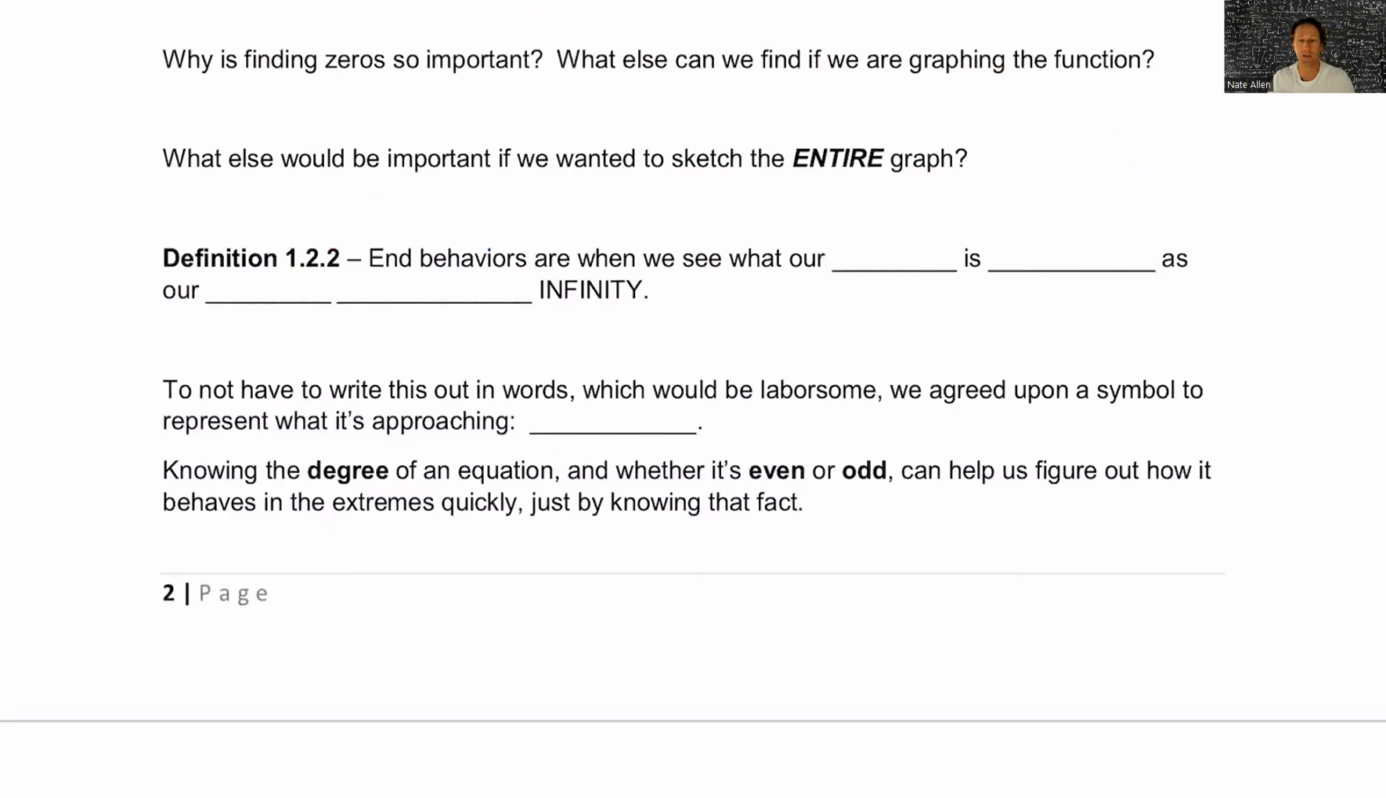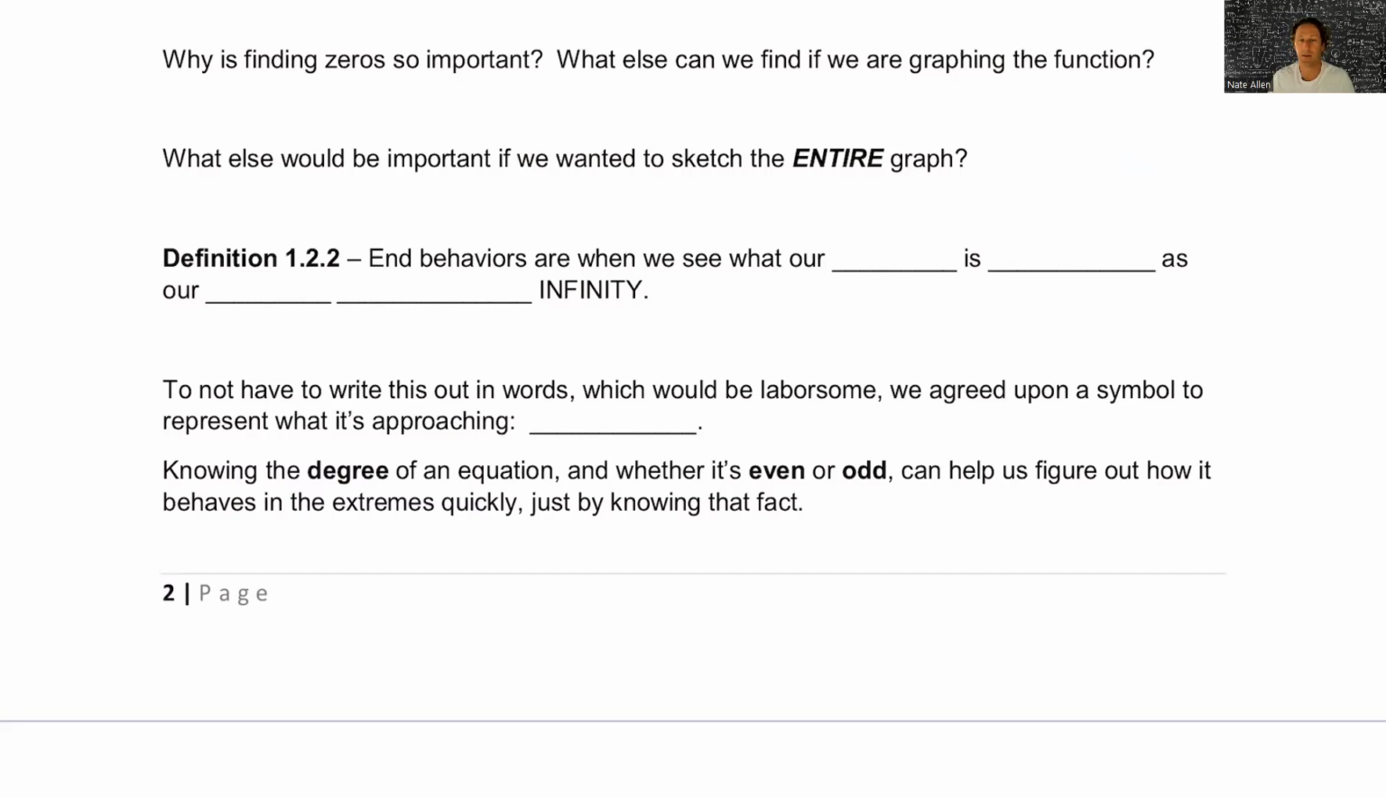So why is finding zero so important? What else can we find if we are graphing the function? Think about that for a second. If you haven't answered it already, please do. If you need to pause it and get more time, go for it. Otherwise, why is finding zero so important?